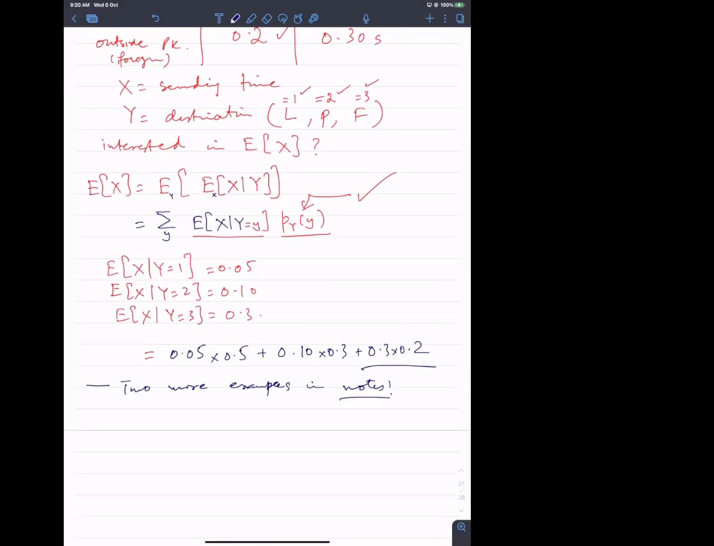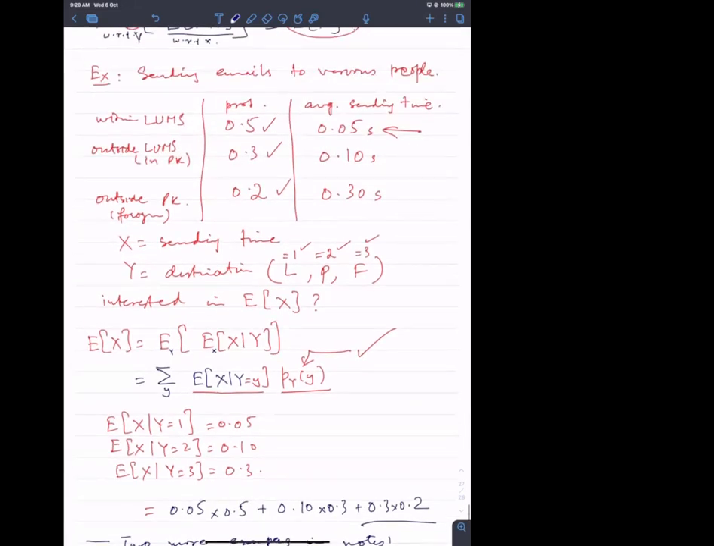Sir, the last bit is only for independent random variables, right? Expectation of x is equal to expectation of expected value of x given y. This does not require independence of x and y. Oh, okay, understood. Thank you.